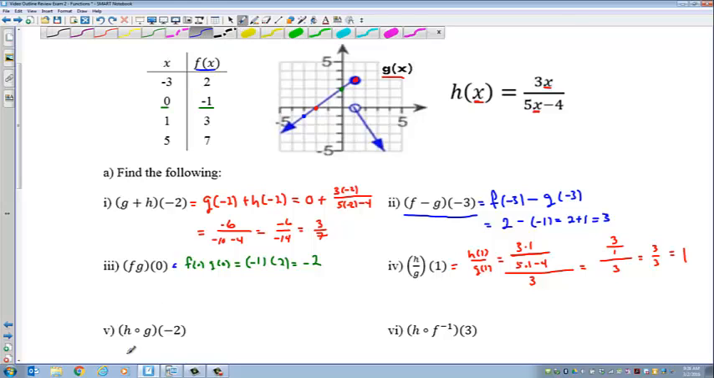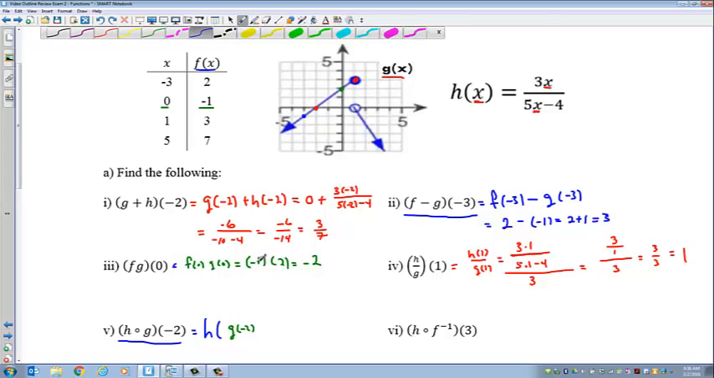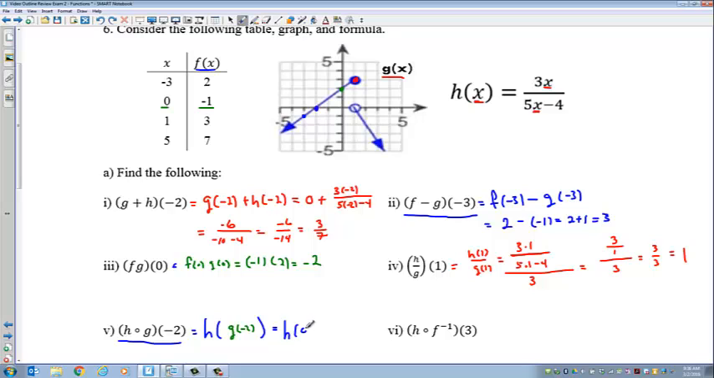And then we come down here, we're going to do some composition. So for composition, we have h composed with g of negative 2, so that's really h of, let's do this in a different color, g of negative 2. And so first we need to find g of negative 2, so if you plug in negative 2, go negative 1, negative 2, you get this height right here, which is height 0, so this is equal to h of 0. And then we go and plug in 0 for x over here because it's h of 0. And so you're going to get 3 times 0 over 5 times 0 minus 4. And so on top you have a 0, and on the bottom we have negative 4. But 0 divided by any number is just simply equal to the number 0. So 0 is my answer.